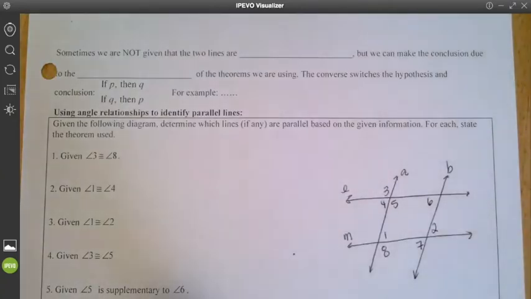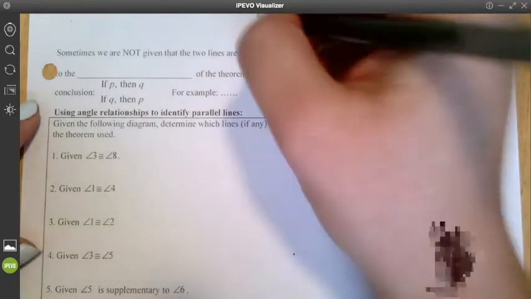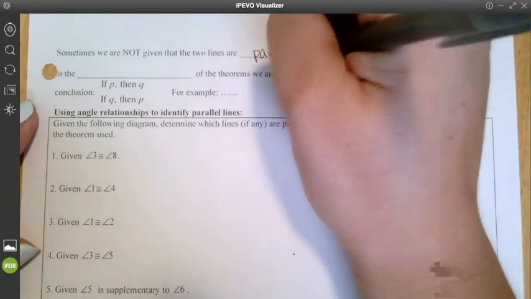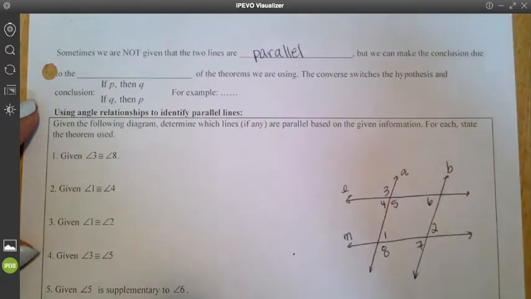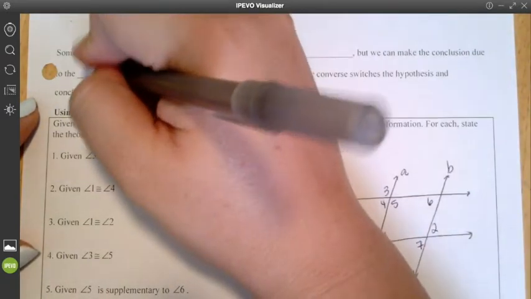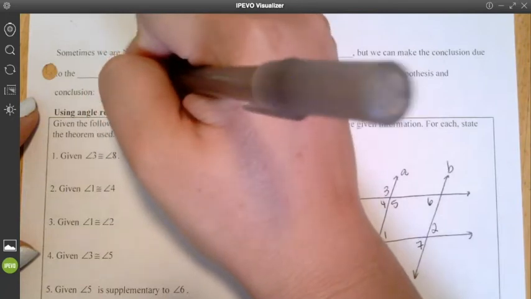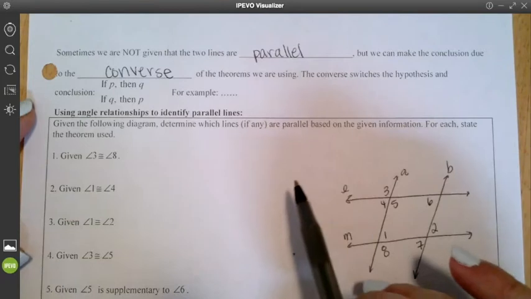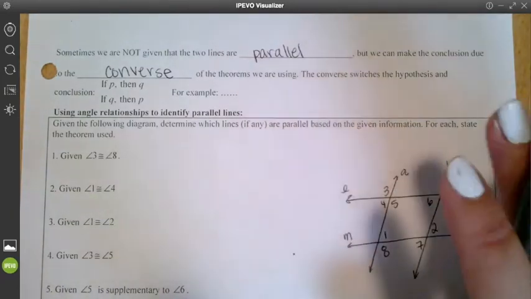Not only can we use parallel lines to find these congruences, but now if we don't know whether two lines are parallel, we can use these congruent statements to determine whether or not they are parallel. So sometimes we're not given that the two lines are parallel, but we can make the conclusion due to the converse, which means doing it backwards, of the theorems that we're using. So a converse switches the if-then.